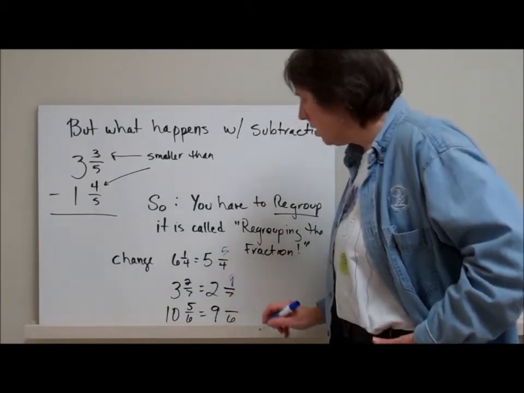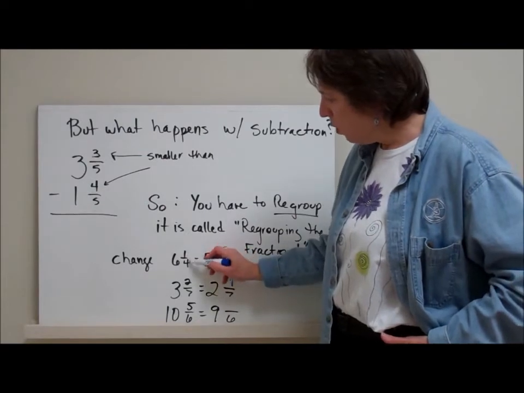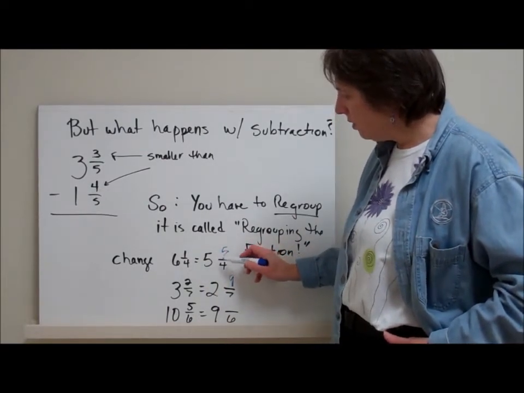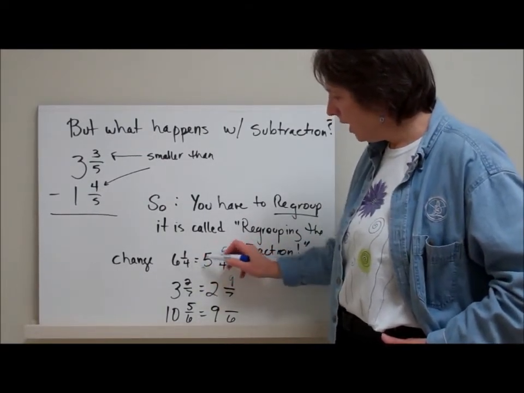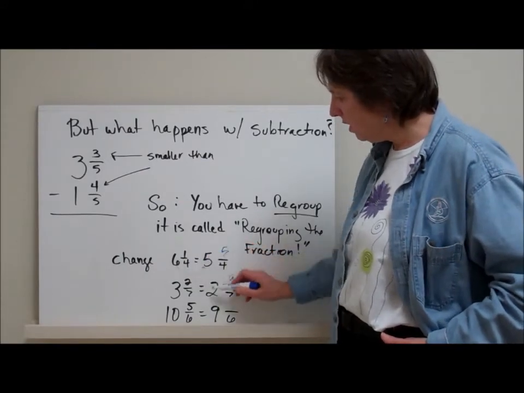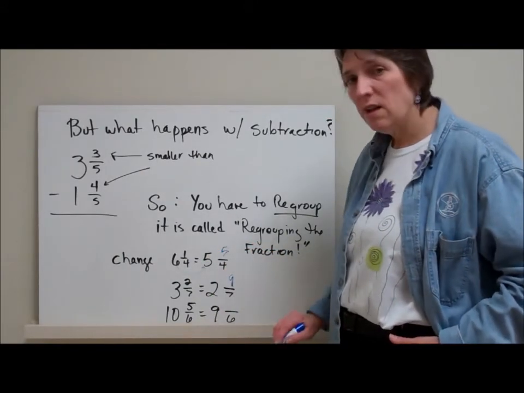So watch. Look at that. Now watch. I went from 1/4 to 5/4. This is when I'm borrowing. Okay, look, see that pattern? Do you see anything happening here? 2 7ths becomes 9 7ths.